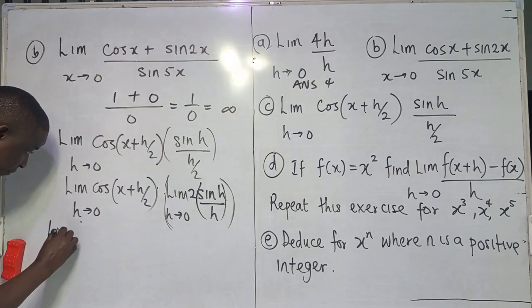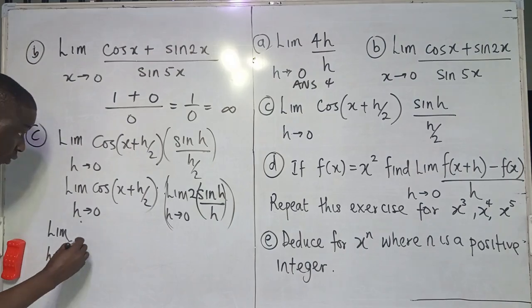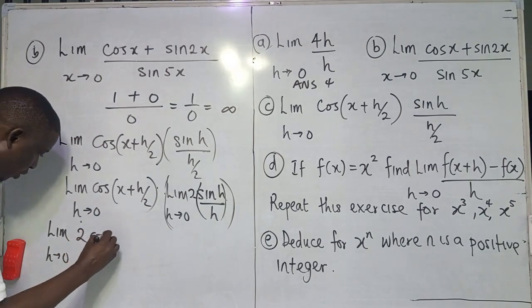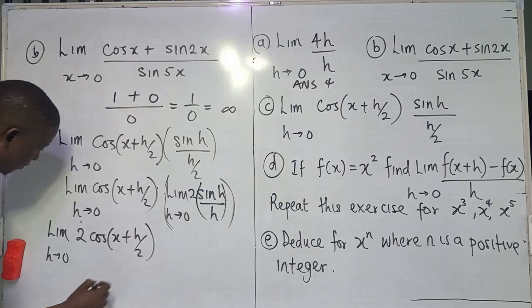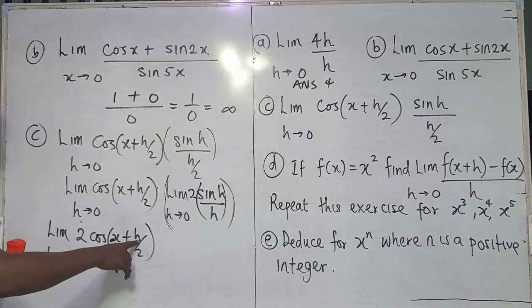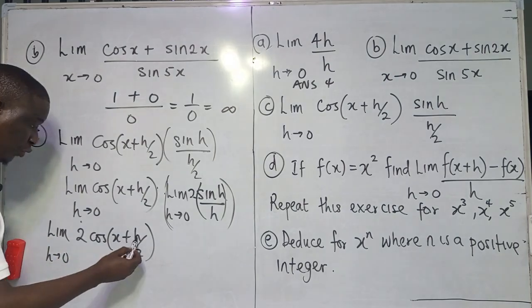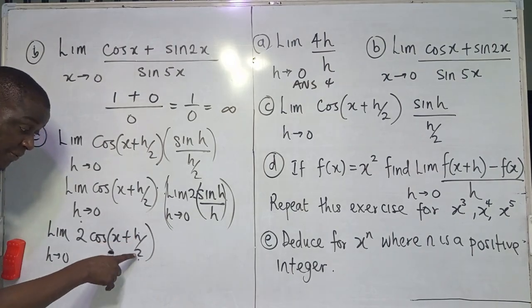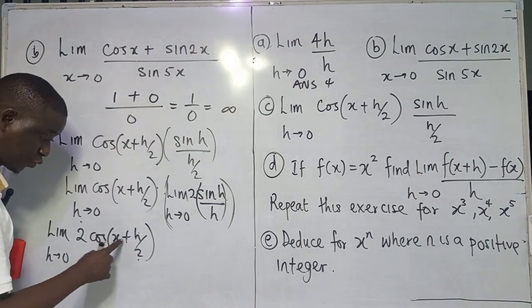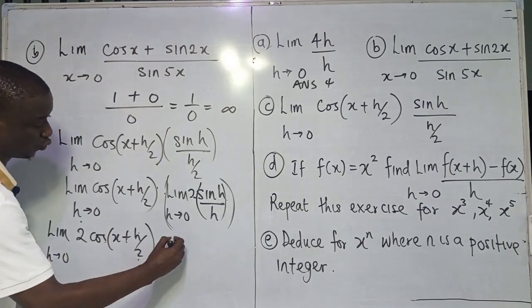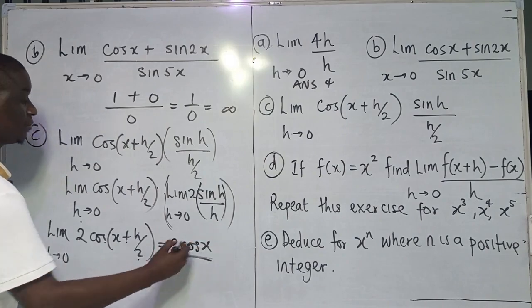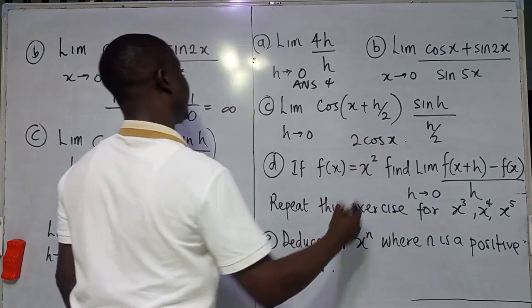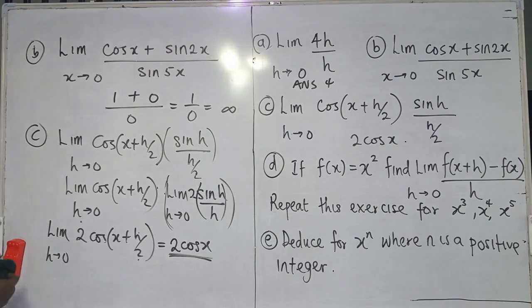So now it reduces to the limit as h tends to 0 of 2 multiplied by cos of x plus h over 2. Now put h equal to 0 here. 0 divided by 2 is 0, and 0 plus x is x. So it will now be cos x. Cos x times 2 gives us 2 cos x. It's a very common question, so please take note of that.